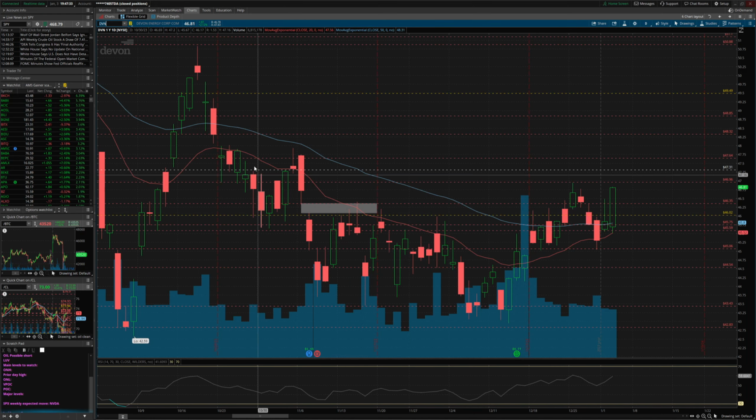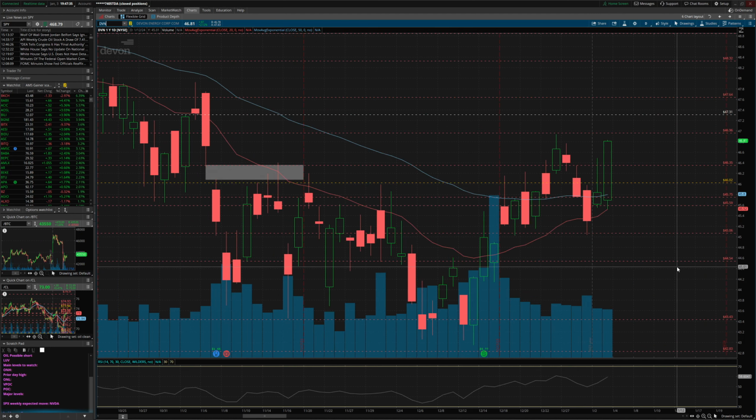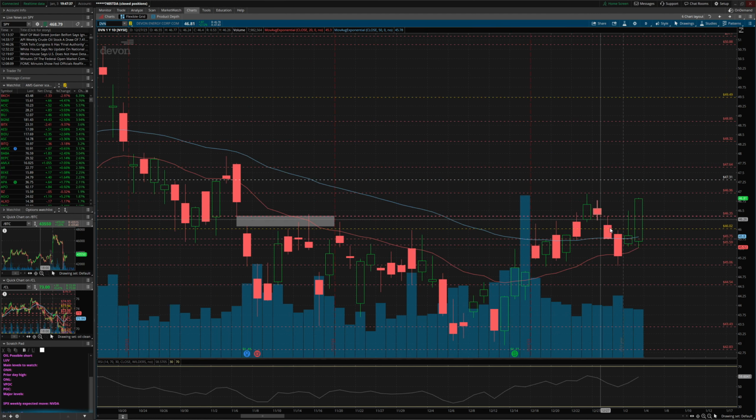DVN is another one of my favorite stocks to trade. 40-something dollar stock. I think we missed this candle, but like I said, this is day one of breakout. We want to see if we get day two. We want to see day two. So possibly DVN can be a trade right there as well.